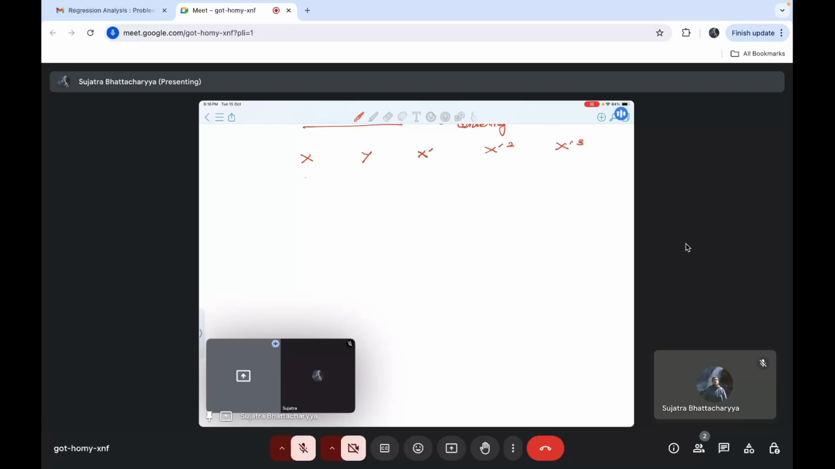Okay, so let me write the data. It will take some time. So 1, 2, 3, 4, 6, 7, 8. So 18 observations are there. I'm just filling up each and every column. So 12, 13, 14, 15, 16, 18, 19.